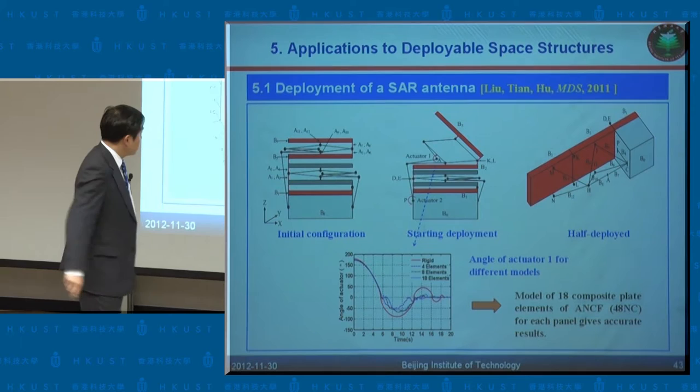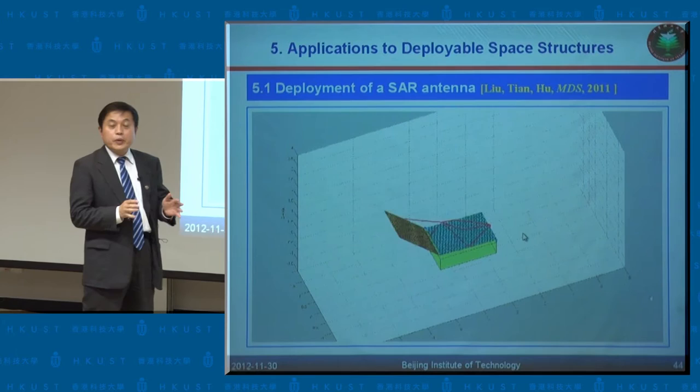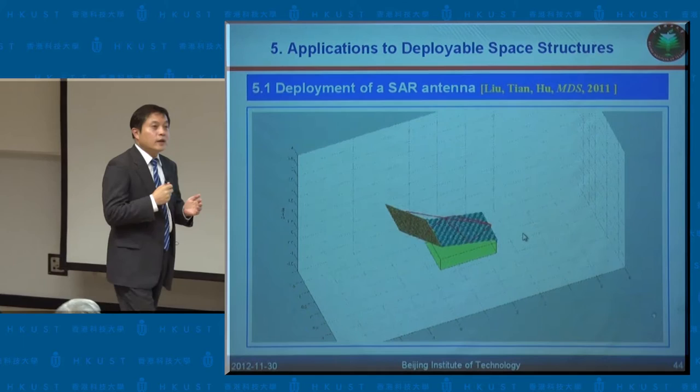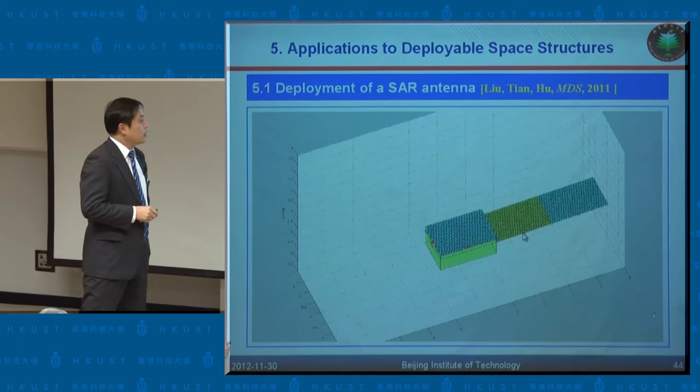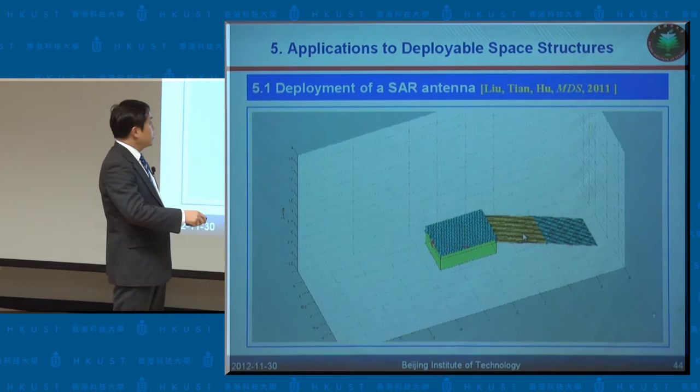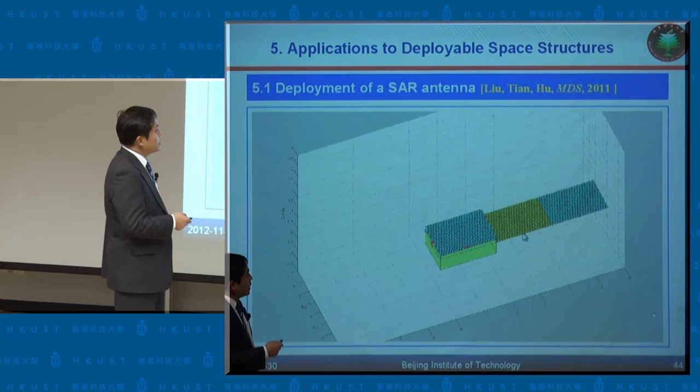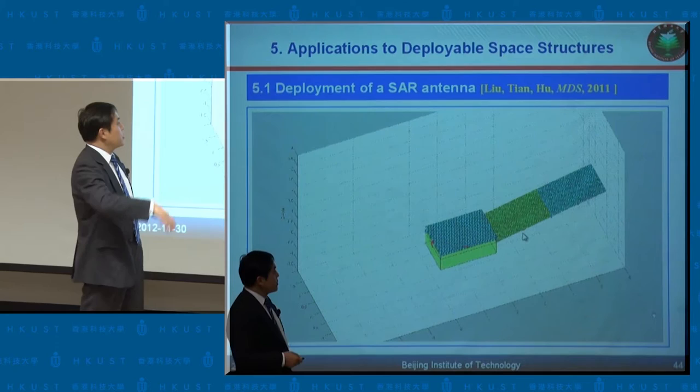However, based upon the newly proposed approach, especially a great reduction of the computation of nonlinear elastic restoring force, we can do it on a very small PC. And this is the deployment process of the right half of the antenna. You can see that here the antenna is subject to very large vibration. And this is also an ongoing work to attenuate the vibration.